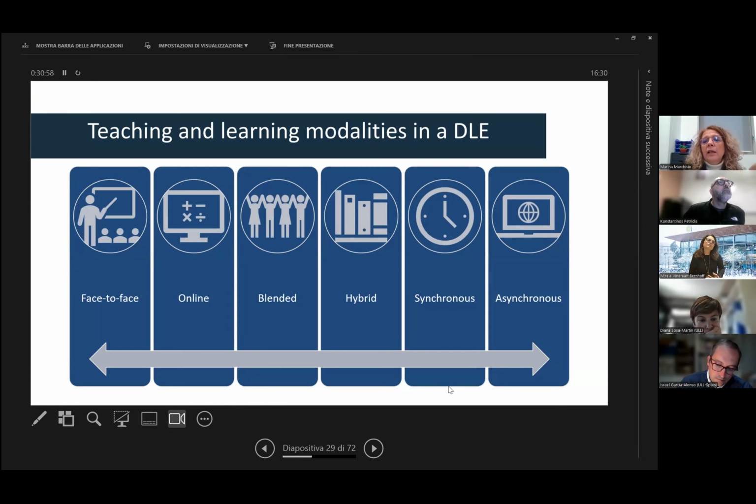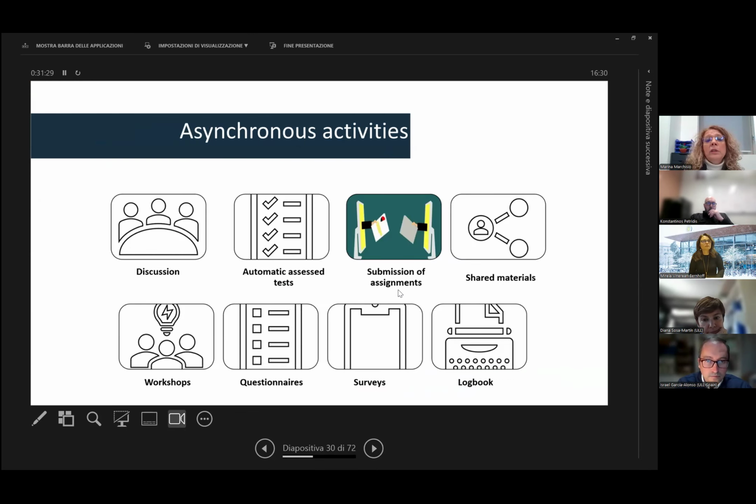So a digital learning environment can be used in different contexts and modalities: face-to-face in the class, online, purely online, blended, part online and part in presence, hybrid, students in presence or at home, but also in different modalities with respect not only to the space, but also to the time. It means we can use it in a synchronous way, but also in an asynchronous way. And we can insert inside a lot of different asynchronous activities, discussion, automatic assessment tests.